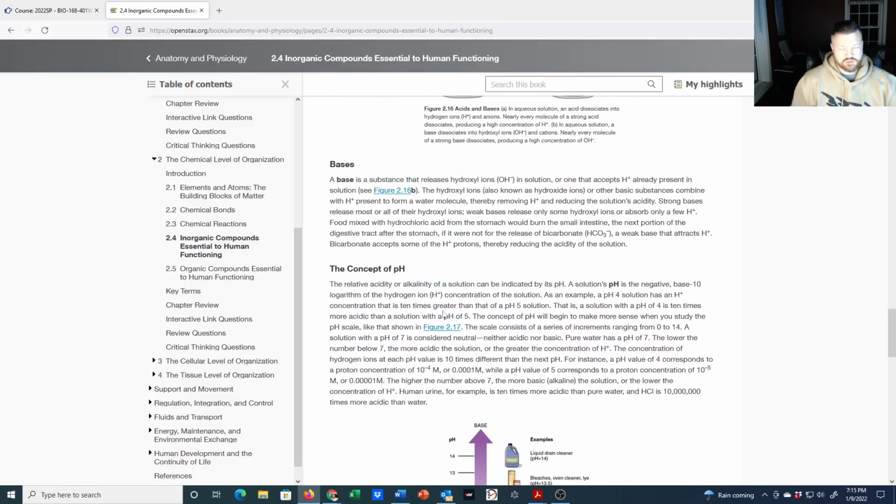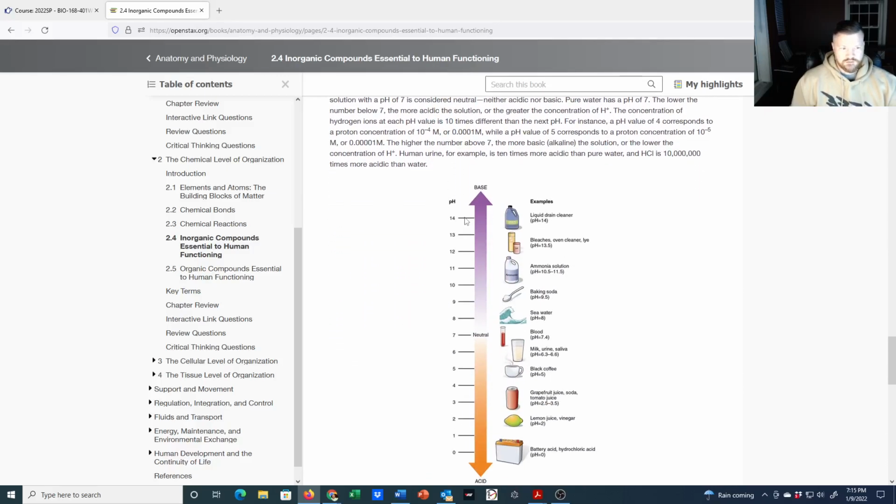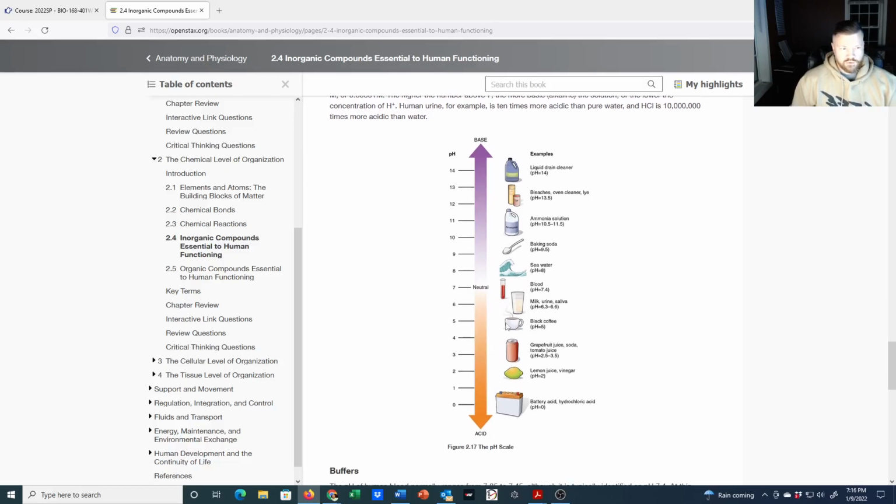And then pH is just the measure of how acidic something is, right? So the pH scale goes from 0 to 14. Things that are 0 are really acidic, things that are 14 are really basic, and things that are 7 are neutral. And one thing to remember about this pH scale is it is logarithmic. So as I go from pH 7 to pH 8, pH 8 is 10 times more basic than pH 7, not just one time. So pH 9 is 10 times more basic than pH 8, and 100 times more basic than pH 7, because it is a logarithmic scale.